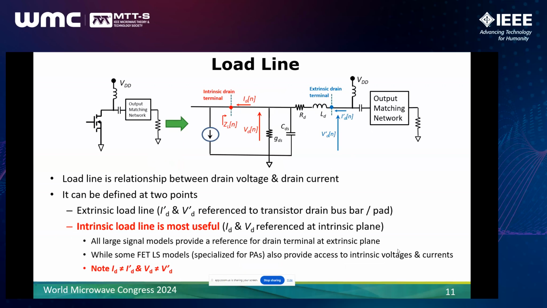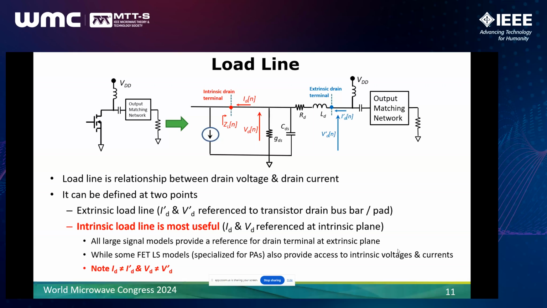So the load line, again, which is a common term used in PA analysis and design, is simply the relationship between the drain voltage and drain current. And looking at the model, there's really 2 points we can talk about. We can talk about the intrinsic drain terminal, which is defined right at the current source, or the extrinsic one, which would be more at the terminal of the device, so the metallization of the device. The current and voltage waveforms at these 2 points are quite different. They're different because of the components that are between them.